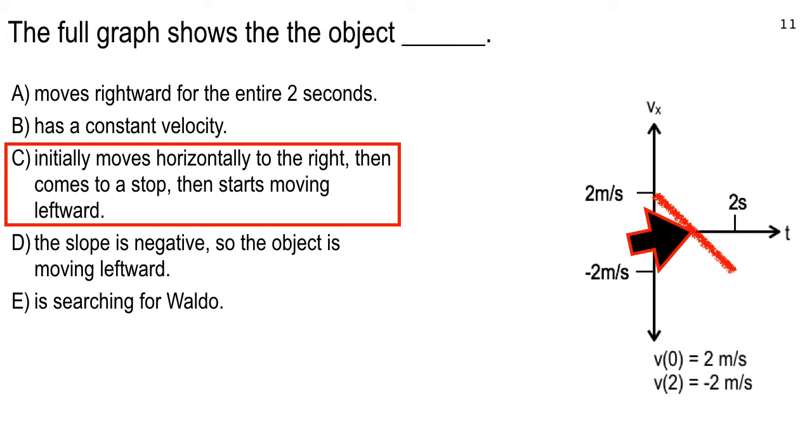All right, so this one initially moves horizontally to the right. The graph is above the time axis. Right here it's at 0. It crosses the time axis. Vx is equal to 0. It stops, just for a second, and then it starts moving back to the left in the second half of the motion. All right?